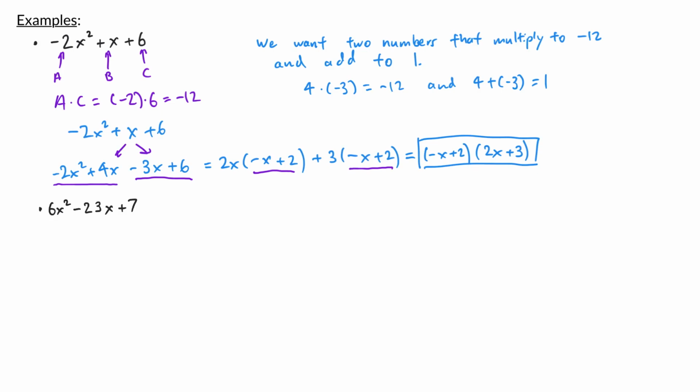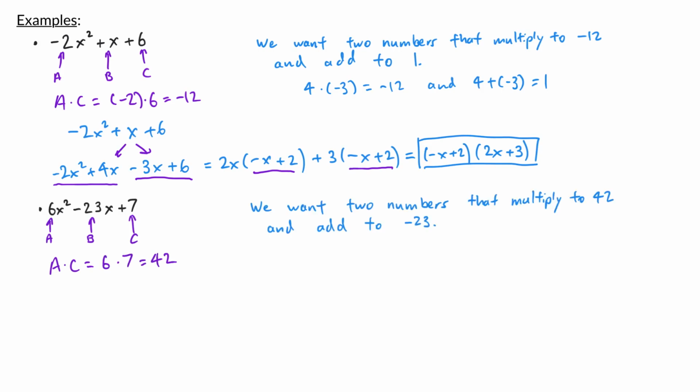In our last example here, we want to factor the quadratic 6x squared minus 23x plus 7. So in this quadratic, our a is 6, our b is negative 23, and our c is 7. So we want two numbers that multiply to a times c and add up to b. A times c in this case is 6 times 7, or 42. So we want two numbers that multiply to 42 and add up to negative 23.